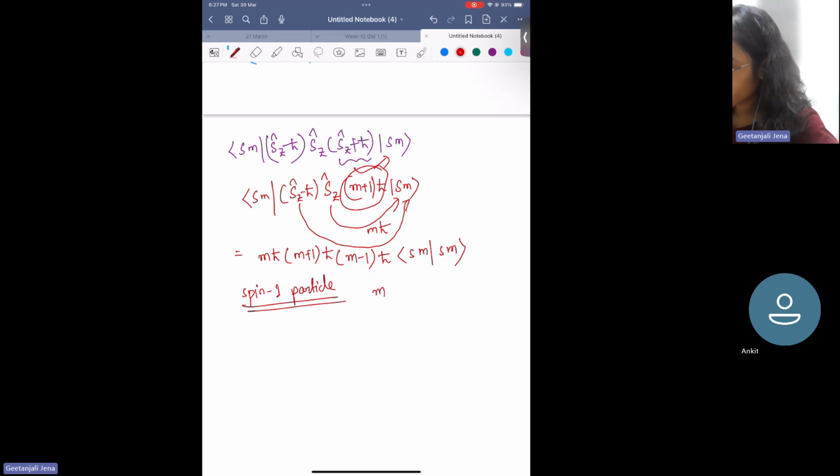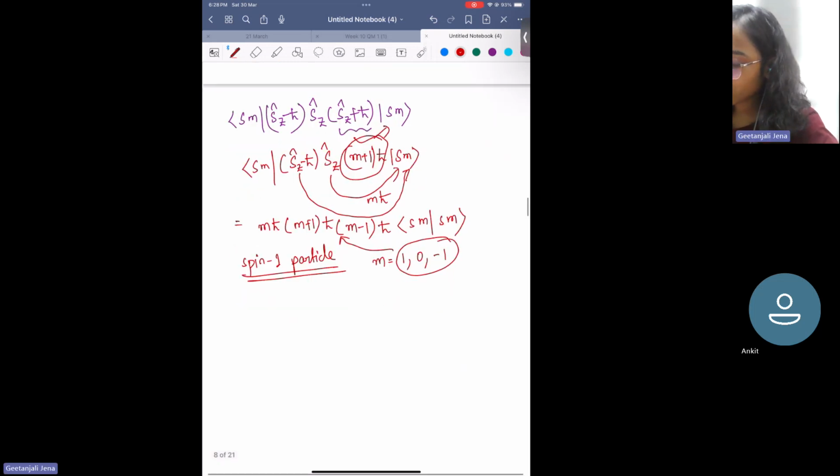So that means the M value would be 1, 0, minus 1. Now if you put 1, 0, minus 1 here, for let's say 0, you will get 0 because M is here. For 1, there is an M minus 1 term, so you will get 0. For minus 1, there is an M plus 1 term here, so you will get 0. So for all the values of M, the expectation value is 0.